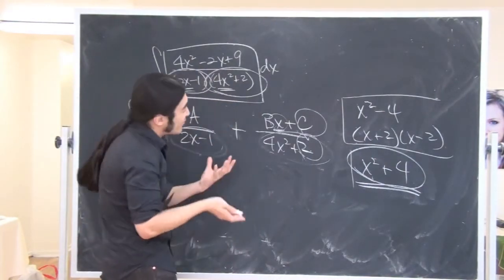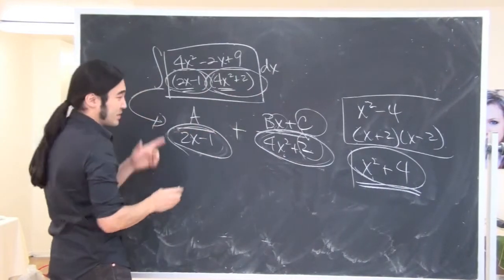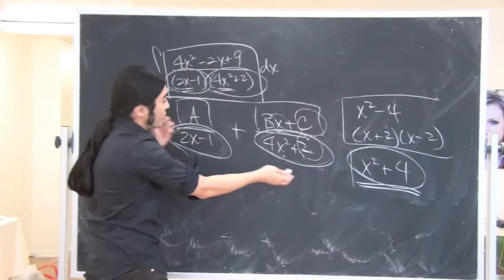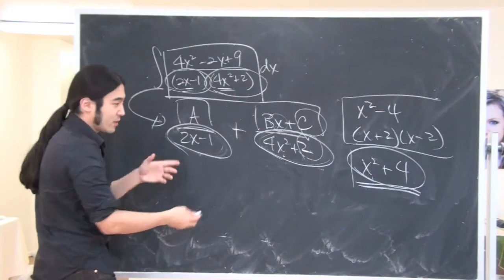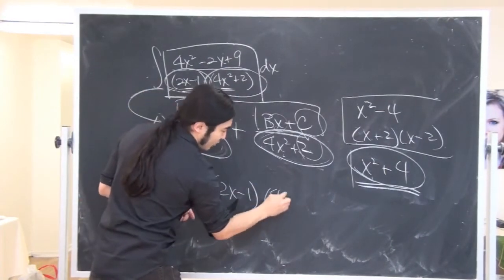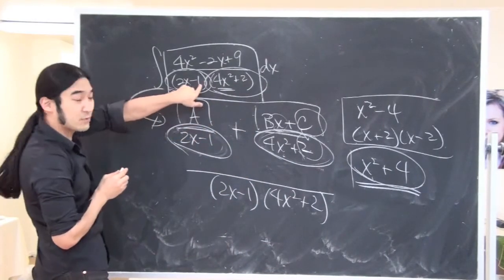It's kind of silly, but the first thing we do is break this into pieces. We look at this denominator and this denominator, but to figure out these coefficients, we just broke them apart and now we put them right back together. Okay, so putting them back together, you need a common denominator. Obviously, the common denominator here would be 2x minus 1 times 4x squared plus 2. Right? Getting right back to where we started.